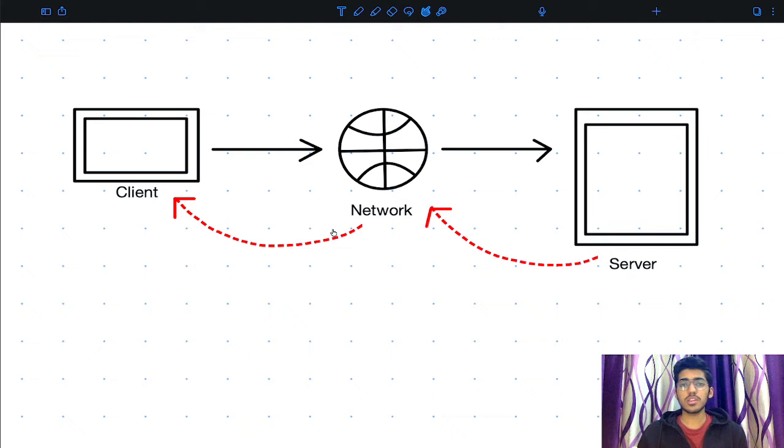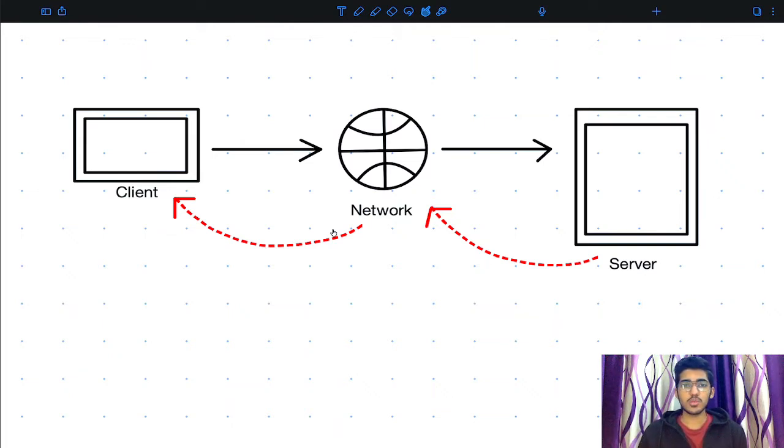In the middle of these two things is something called the network. A network consists of cables or routers. The main work of the network is to act as a bridge between the client and the server. The network's main job is to connect the client and the server to each other. So the client can send a request to the server through this network, and then the server can answer back to that client through this network again.